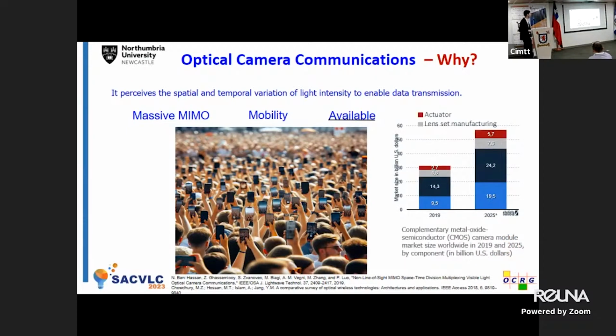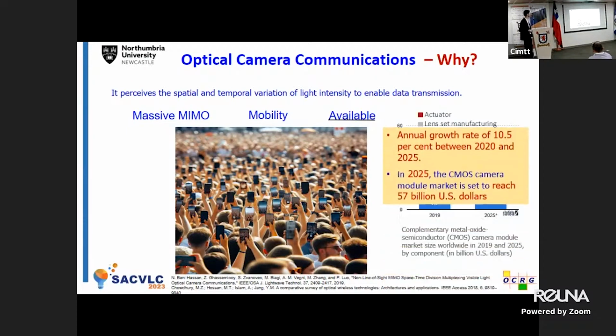Again, from a market point of view, you can see this is a growing industry, with a huge amount of money being pumped into the utilization and manufacturing of these cameras, specifically the CMOS camera, because it's mostly utilized in smartphones, handheld devices. So here is just a summary of an annual growth of 10.5%.